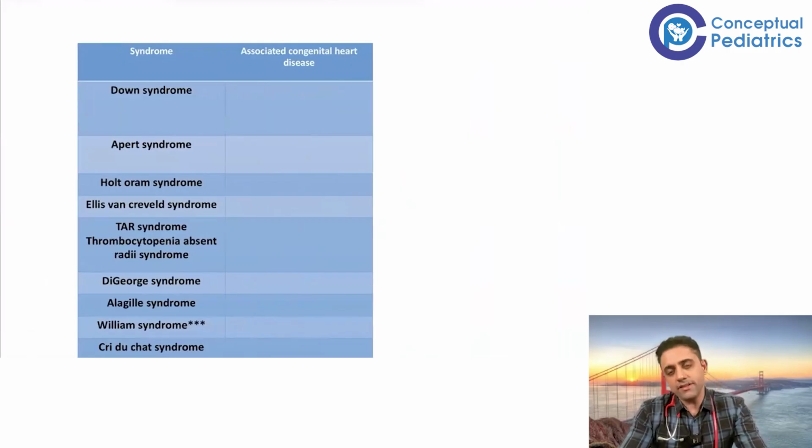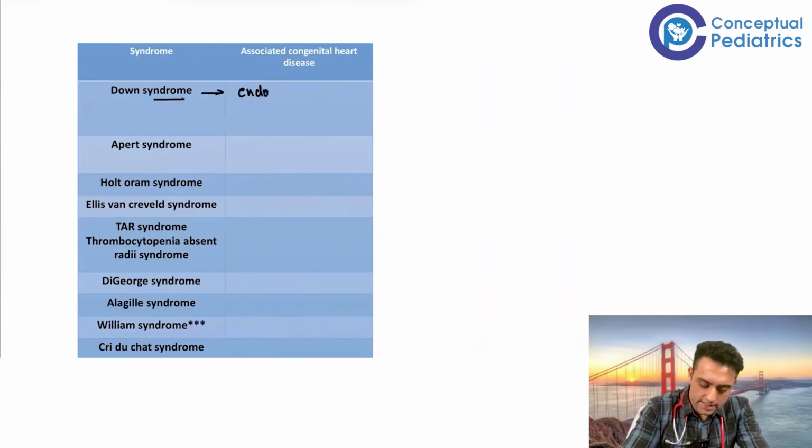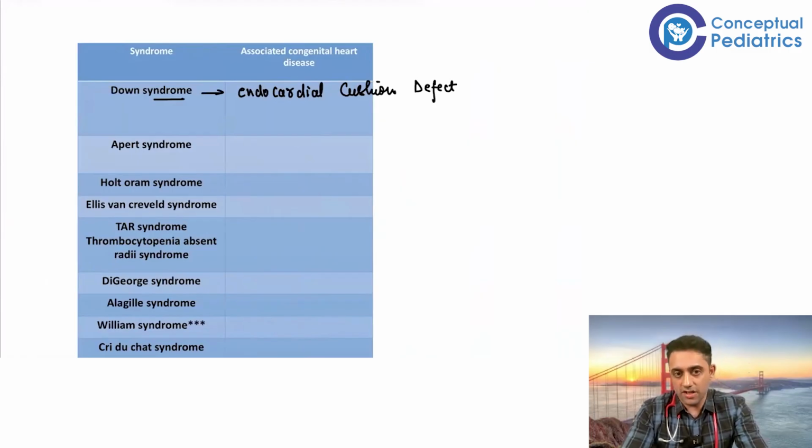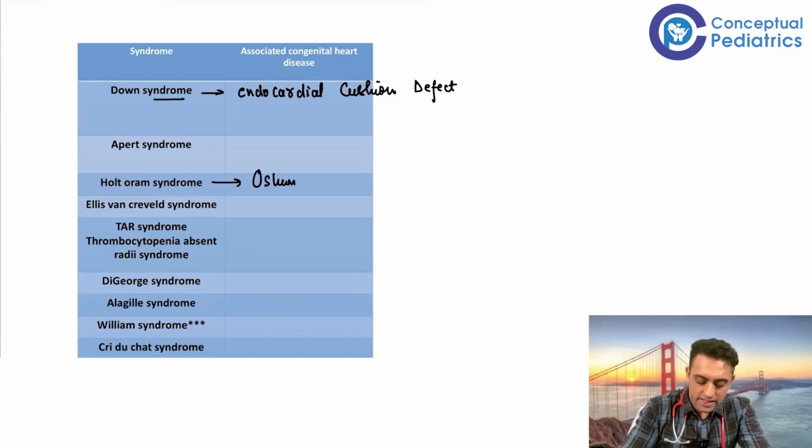Now the syndromes and the associated congenital hearts, which is important for exam purposes. First is Down syndrome. The most common congenital heart disease in Down syndrome is endocardial cushion defect. They also ask a question, the most common congenital heart disease in Holt-Oram syndrome. The most common congenital heart disease in Holt-Oram syndrome is ostium secundum type of atrial septal defect.